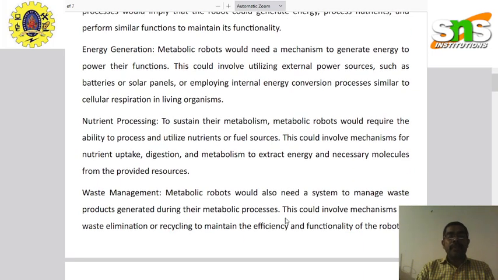Meanwhile, it has to process nutrients to sustain its metabolism. Metabolic robots would require the ability to process and utilize nutrients or fuel sources. This could involve mechanisms for nutrient uptake, digestion, and metabolism to extract energy and necessary molecules from the provided resources.